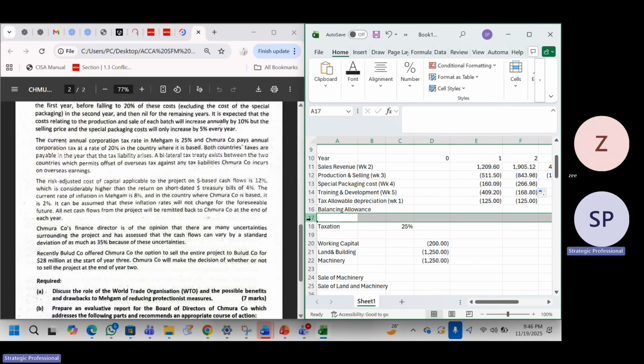They've now told us that recently Bulutco offered Chumako the option to sell the entire project. So this selling now, right? Sell the entire project to Bullet Co. Is it a delay option? Is it an abandonment option? Is it an expansion option? What option is that? Abandonment. Thank you. So you're abandoning your project, to sell, right?